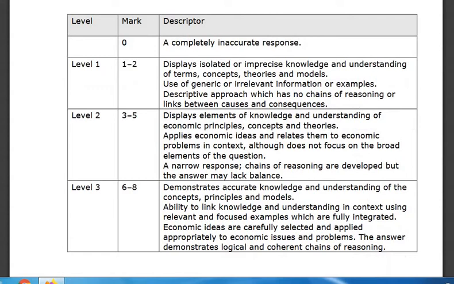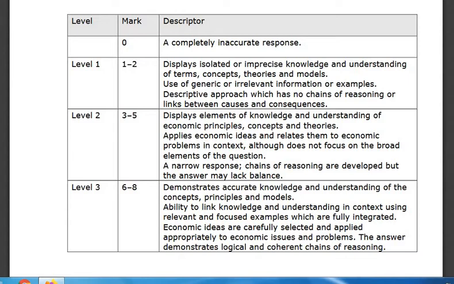Level 2 displays elements of knowledge and understanding of economic principles, concepts and theories. So this student knows a little bit more economics than the student that's caught in level 1 because they have some knowledge, they have elements of knowledge. They can apply economic ideas and relate them to economic problems in context. What that means is that in the context of the case study, although it does not focus on the broad elements of the question. So there might be elements that they have applied, but it's still not completely focused on the context. A narrow response.